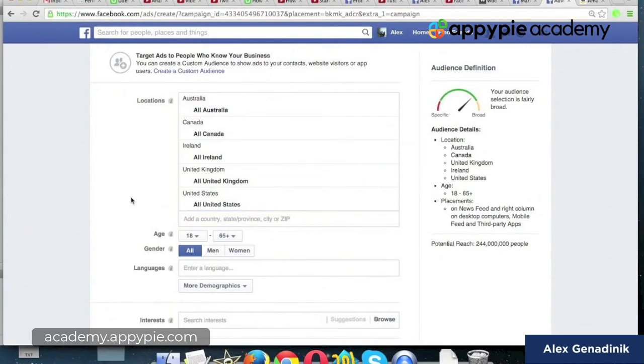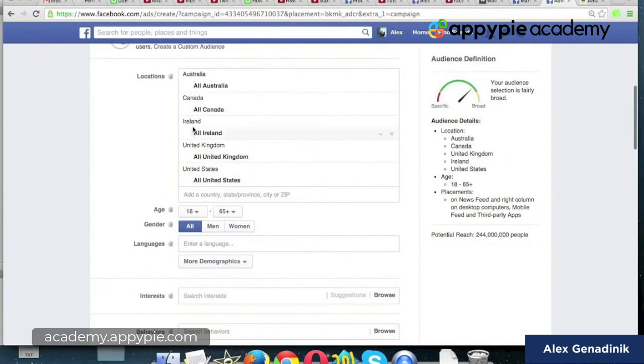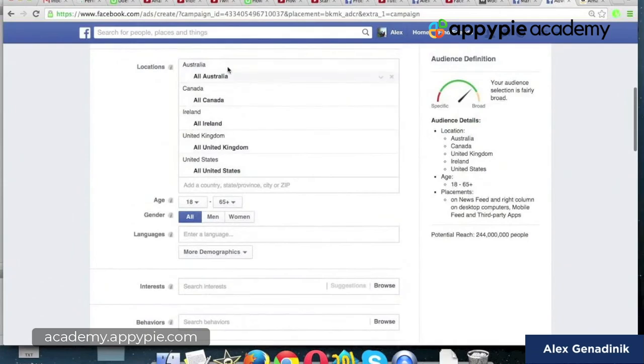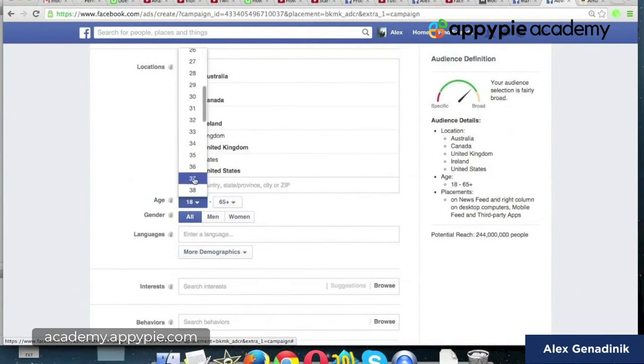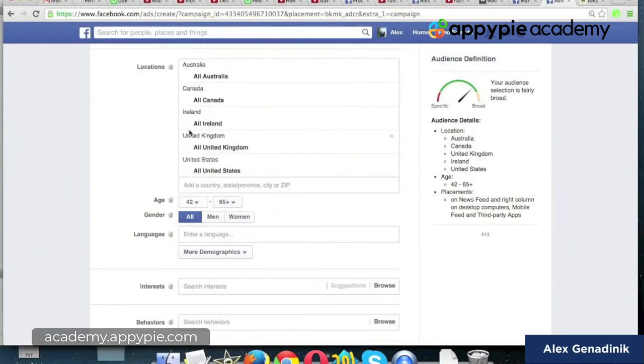Okay, so let's get past this, right? So here we go. We got the countries. Now age. What do we know about readership? Older people read more books. Younger people, they use apps or videos, things like that. So let's choose an older demographic. I'm gonna go from, I don't know, let's say 42, and 65 is a bit too old.